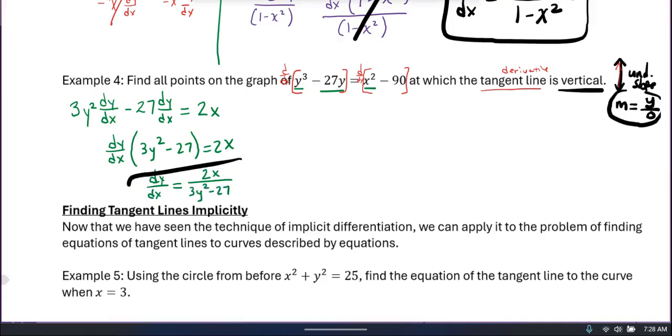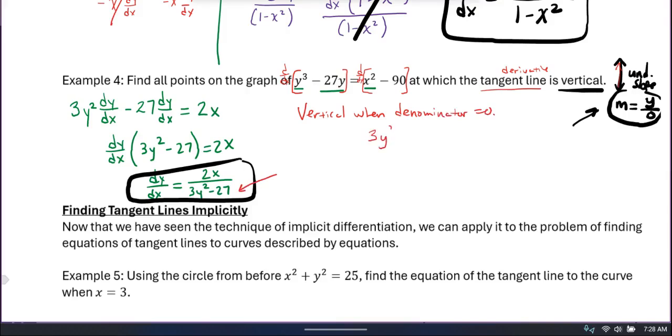Now let's go back and answer the question because that's our derivative. We were asked to consider where the slope is undefined or vertical. It said vertical, but it means undefined. That would be when our denominator equals 0. In this case our denominator is 3y squared minus 27.